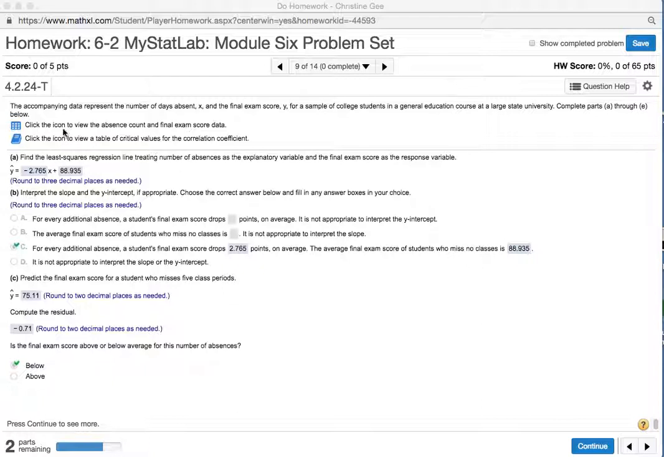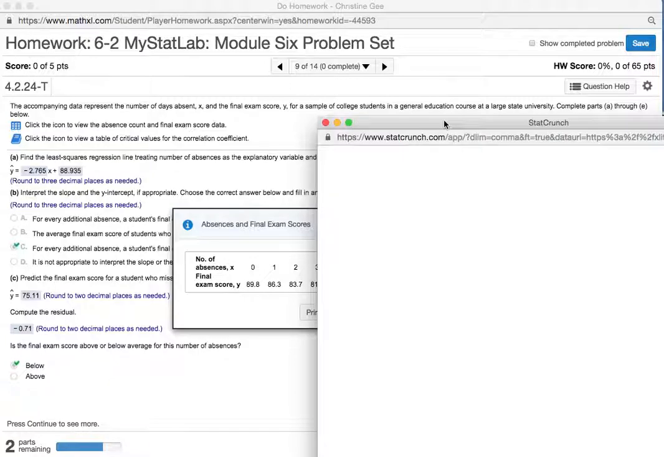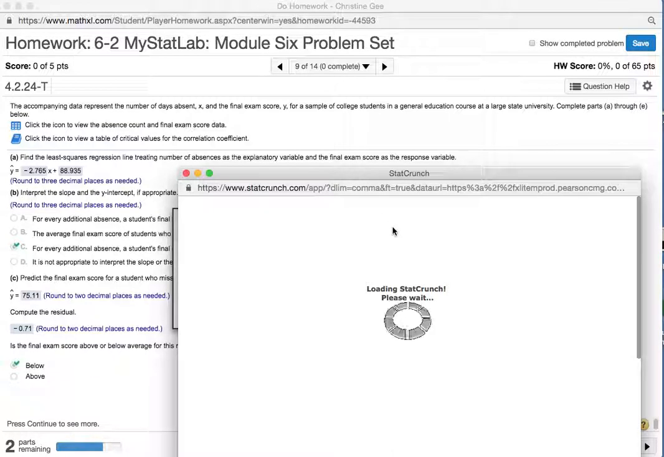The data and information is in here, and first it asks us to find the least squares regression line, treating number of absences as X, the explanatory variable, and the final exam score as the response variable. So here I'm going to open this information up in StatCrunch. Click on this little square, and then it's asking me to find the least squares regression. I'm going to do that through Stat on the menu bar when it pops up.